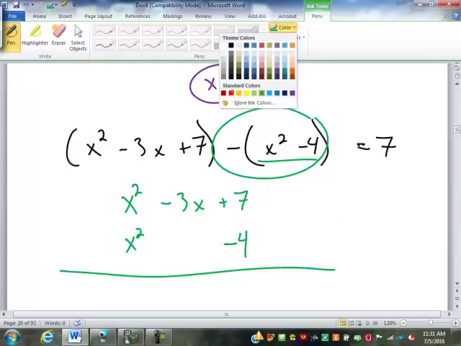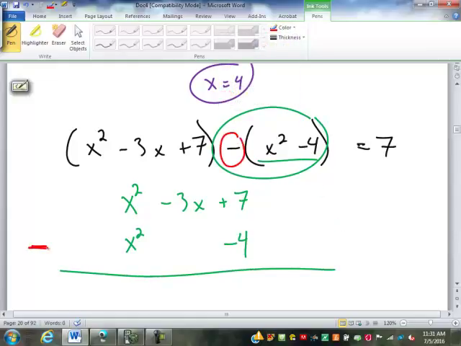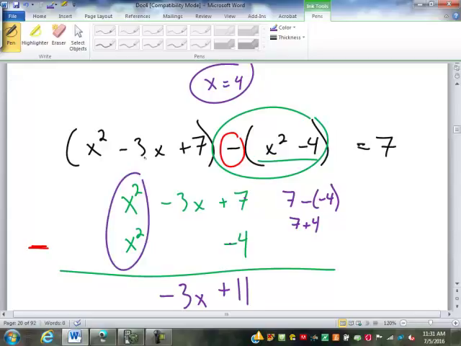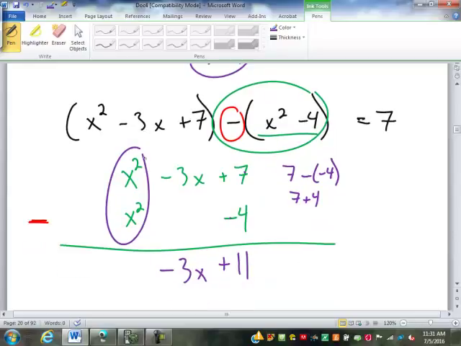Now, what operation are we doing here? We are subtracting. So here's where we have to be careful. This is 7 minus a negative 4. 7 minus a negative 4 becomes 7 plus 4, or positive 11. Very good. What do we do with the negative 3x? Just bring it down. It is negative 3x. There's no other x's to affect it. How about x squared minus x squared? It's gone. It disappears, cancels out. So we have negative 3x plus 11 equals 7.